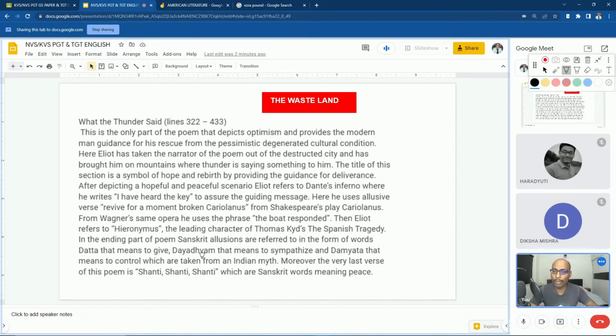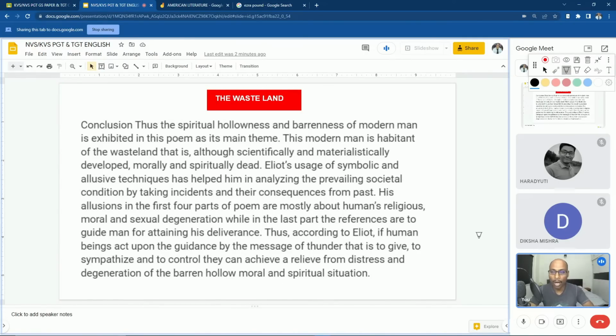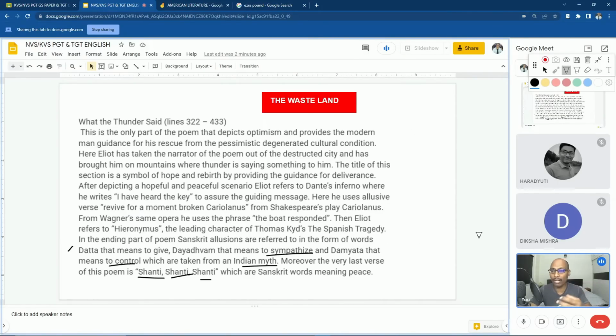In the end part of the poem, Sanskrit allusions are referred to in the form of words. Datta means to give, Dayadhvam means sympathize, and Damyata means to control, which are taken from an Indian myth. Moreover, the very last verse of the poem is Shanti, Shanti, Shanti, which are Sanskrit words meaning peace. So how could people in this modern world attain peace and salvation? Remember the last word, salvation, with this threefold. What are the threefold? We have to practice datta, to give our life for good and noble causes, and we should develop sympathy, dayadhvam, and we should have self-control, that is called damyata.